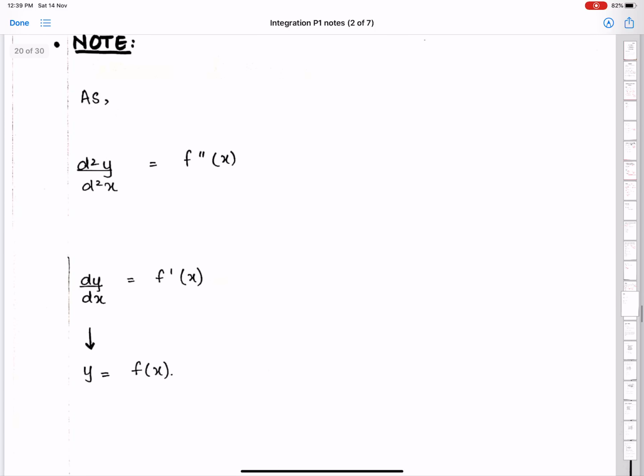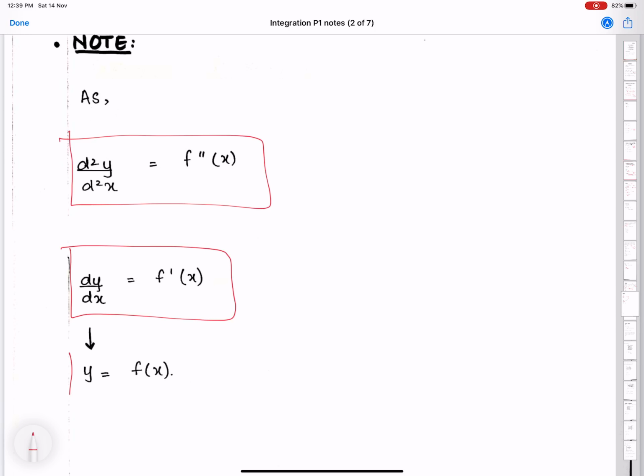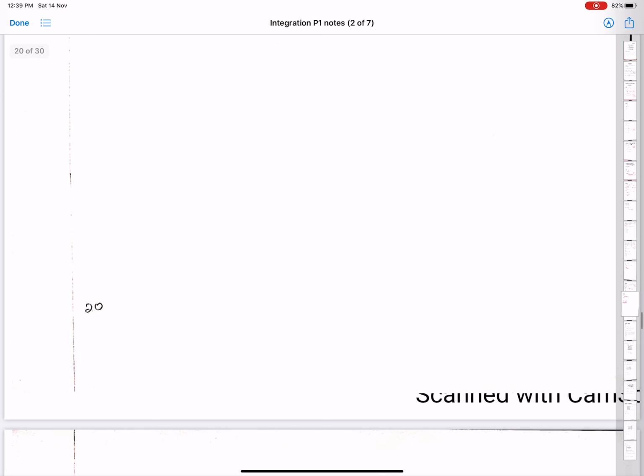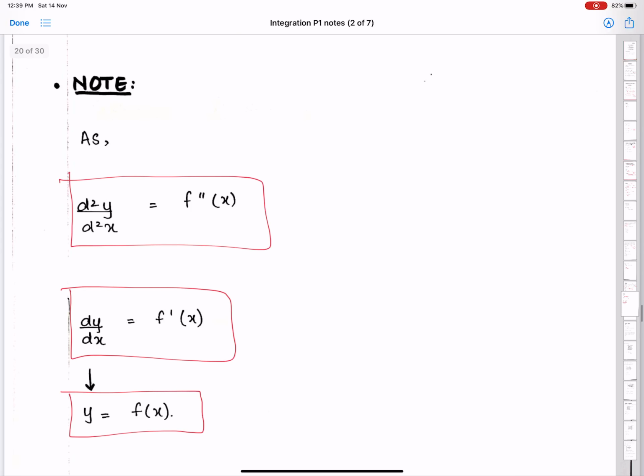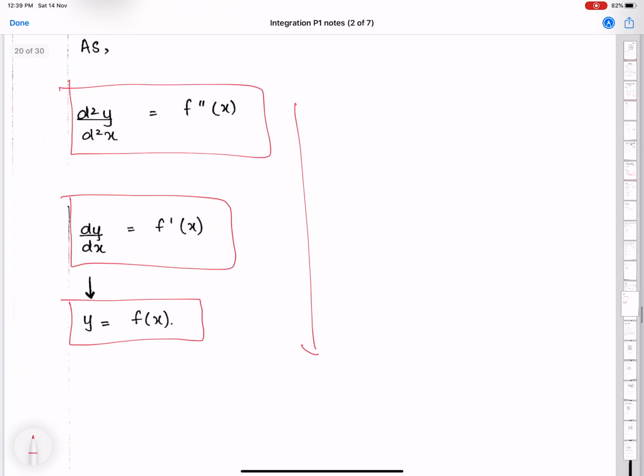Note these notations. The d2y over dx2, also known as f double prime x. This is also known as f prime x, and this is y is equal to f of x. In fact, this is integration, and when you go in this way, that will be differentiation.